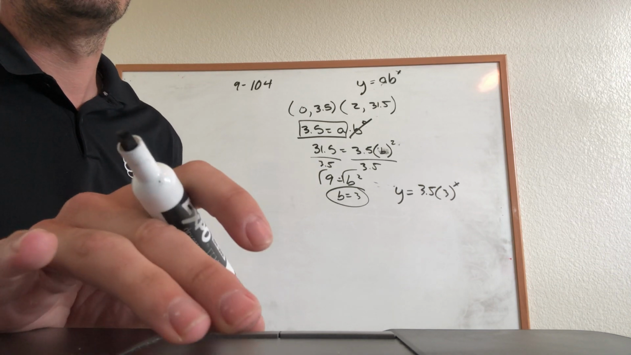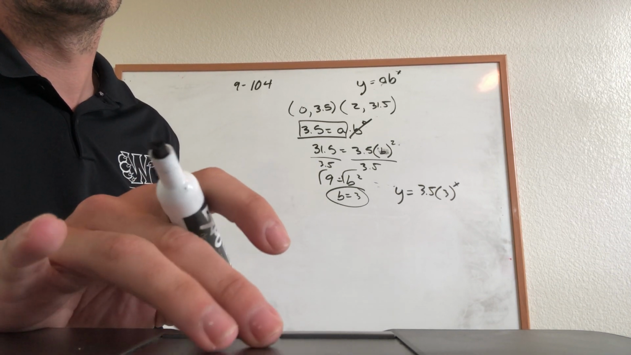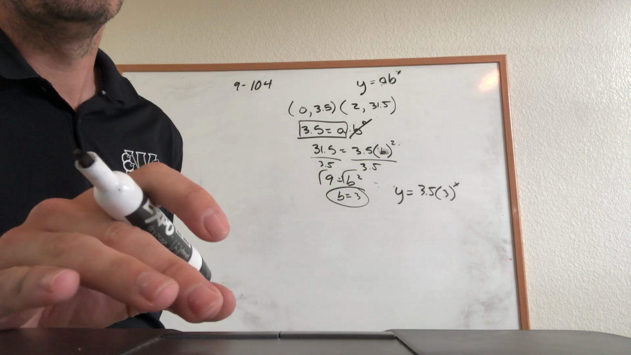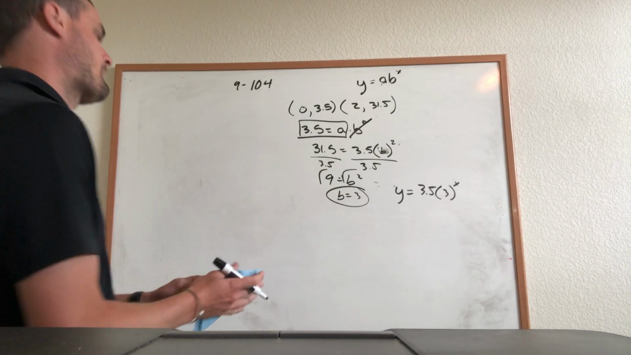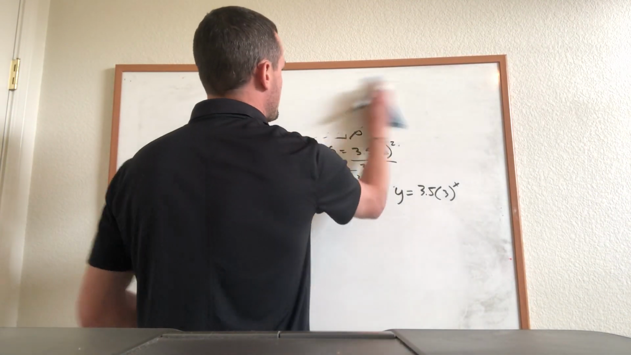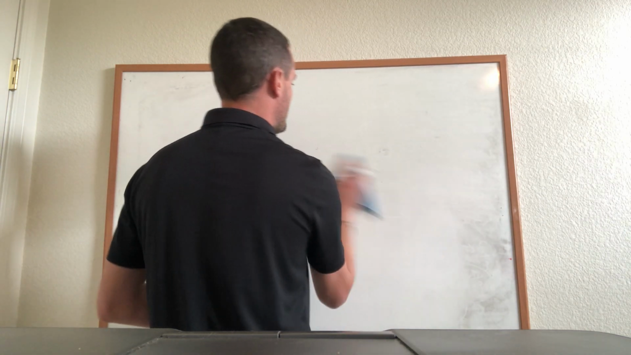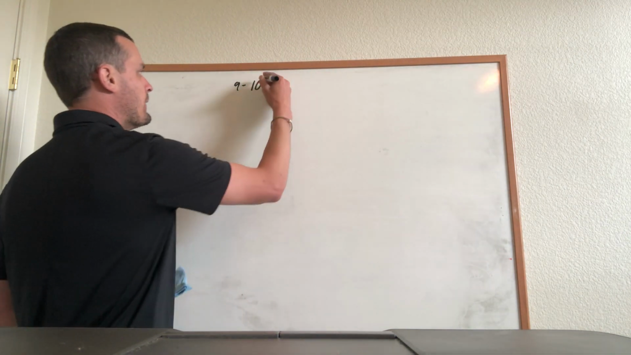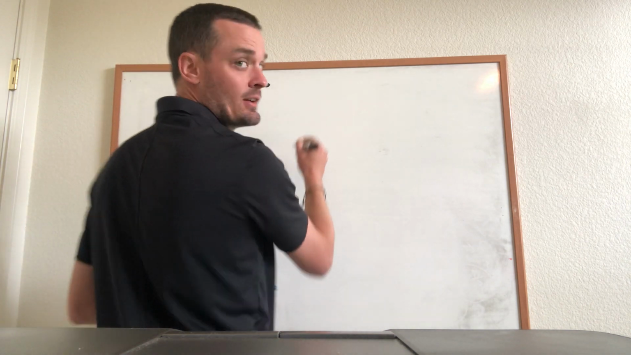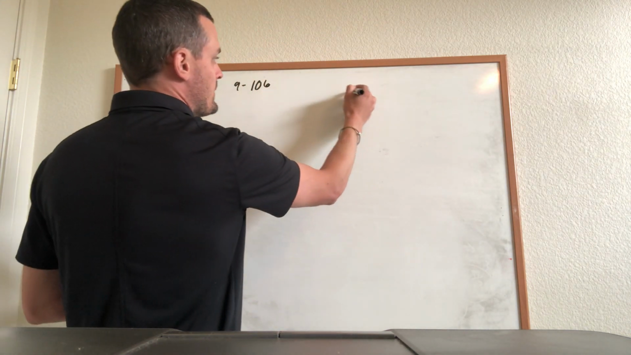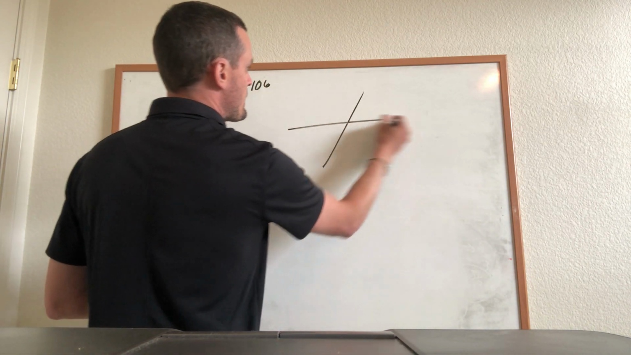105, writing explicit equations, we'll skip that. 106, dealing with triangle congruencies. Good review since we hadn't done that in a while. Some of you will still need to clear that essential before we get out of school.